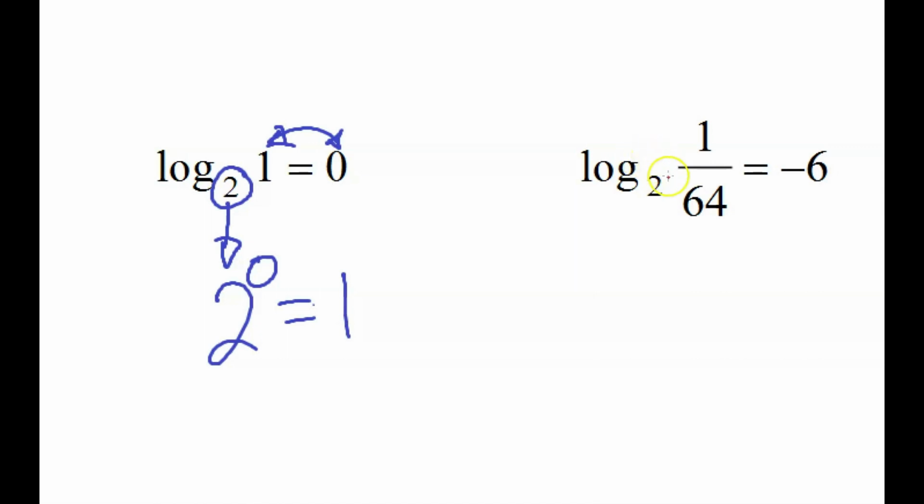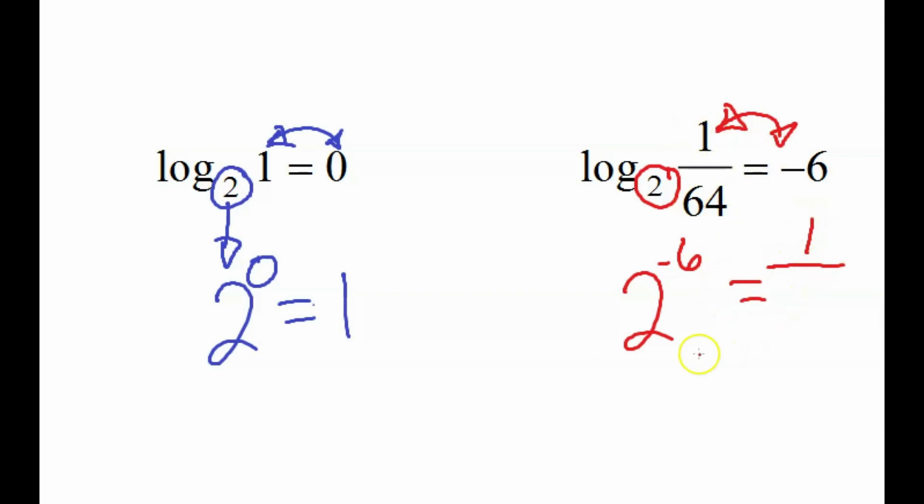So let's say I have a log base 2 here. I'm going to treat it the exact same way. It's going to be the base of an exponent. And I'm simply going to switch the order of these two. Now that gives me a -6 as my exponent. But that's okay. When you have a negative exponent, it's going to give you an answer that is a fraction. And when I switch those two, that's what happens. I get 2 to the -6 power gives me 1 over 64.